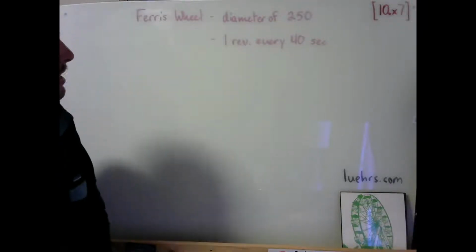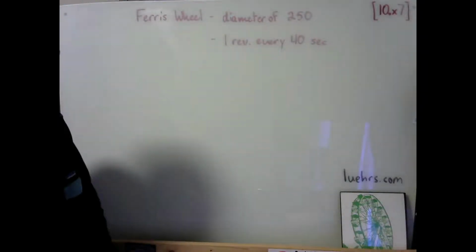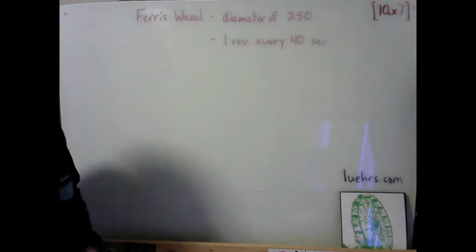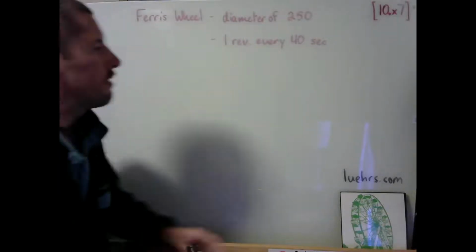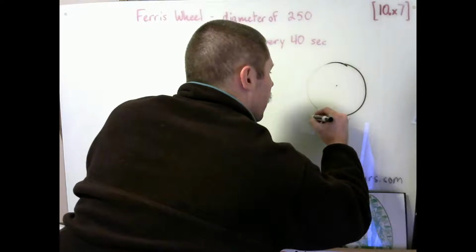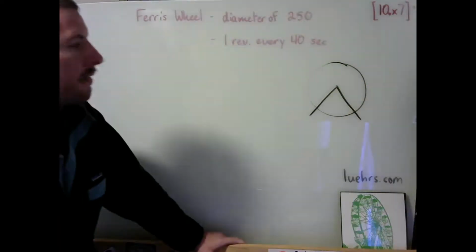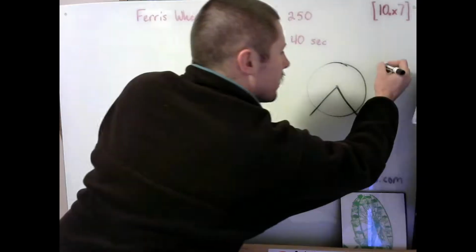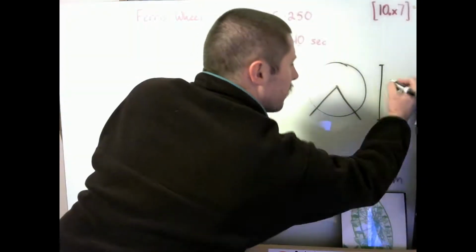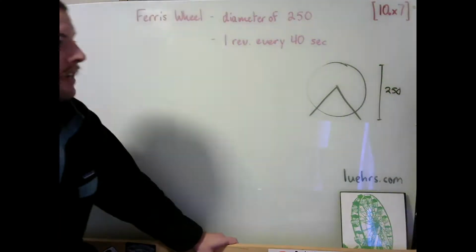So the only information that we've been given is that the diameter of the Ferris wheel is 250 feet. We've been given that it is going to complete one revolution every 40 seconds. So here is my Ferris wheel. It's on its two posts right there. And what I know is that the total height it's going to traverse is 250 feet. And it's going to take 40 seconds to do that.